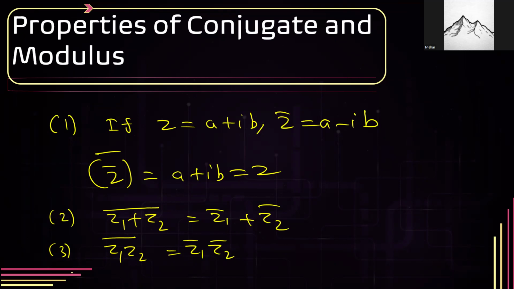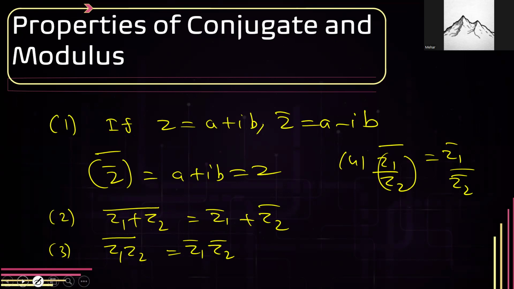This is property 3. Then coming to property 4, if you write Z1 by Z2 whole conjugate, divide two complex numbers and take the conjugate, or take the conjugates and divide, the result would be the same. This is property number 4. So these are purely based on conjugate, but we'll also have some properties where we'll mix up modulus and conjugate.